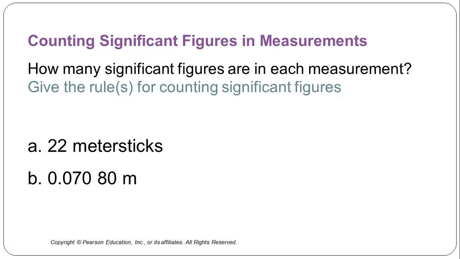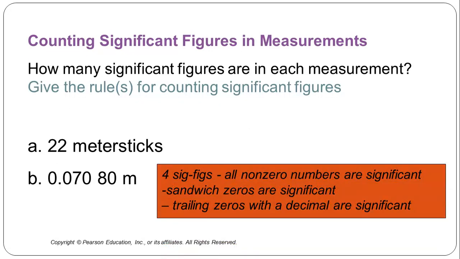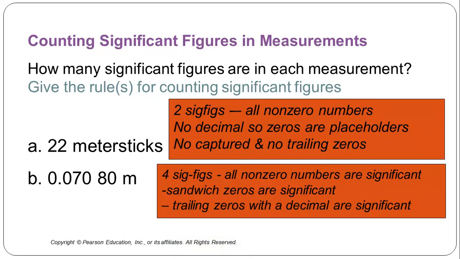Ito naman, how many significant figures are in the measurement? So given there's ulit 22, so this is 2, no? Kasi wala naman siyang decimal, wala siyang zero. Yung letter B is 4 because yung nasa unahan natin na leading zeros, hindi siya kasali.